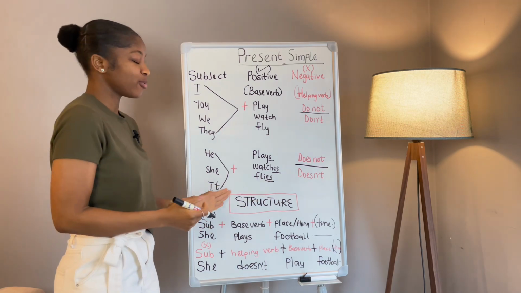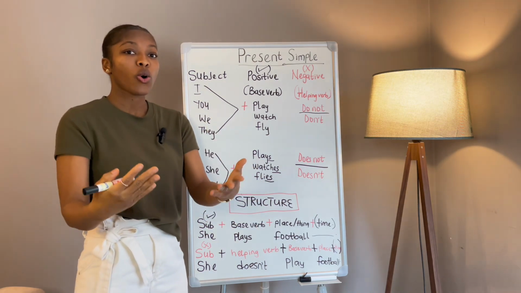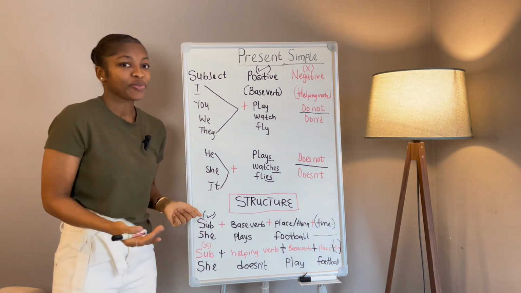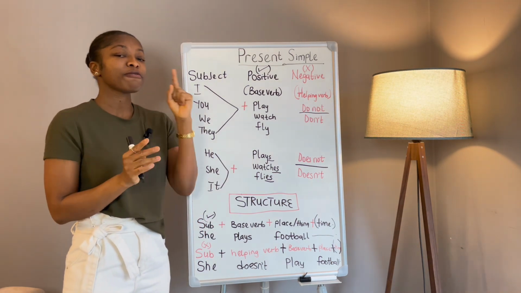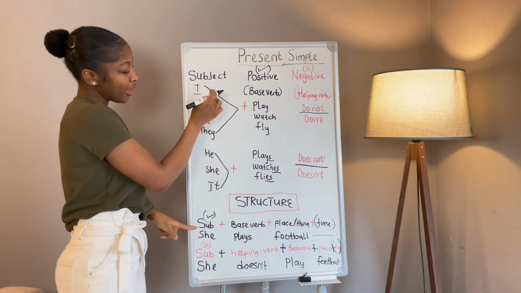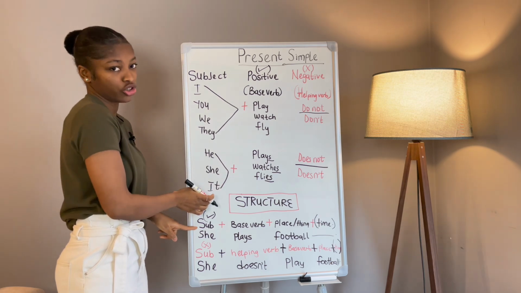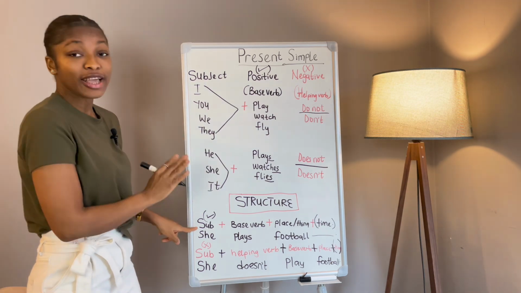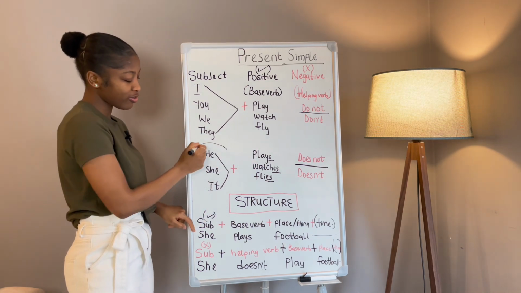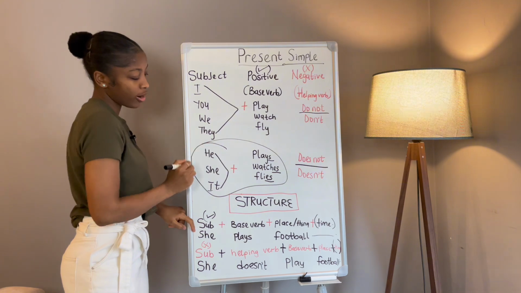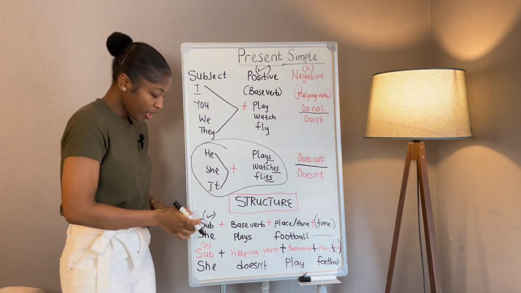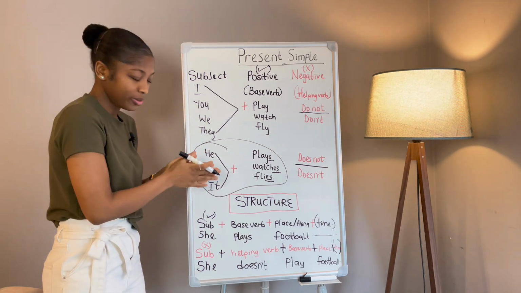Here I have written down the structure on how to make your sentence. So let's look at the positive sentence. When making a positive sentence, the first thing you need to think of is the subject. Do you want to use I, you, we, they, he, or she? For the sake of this video, we're going to use the subject she, because remember, in the present simple, the most important part is when we use he, she, and it.